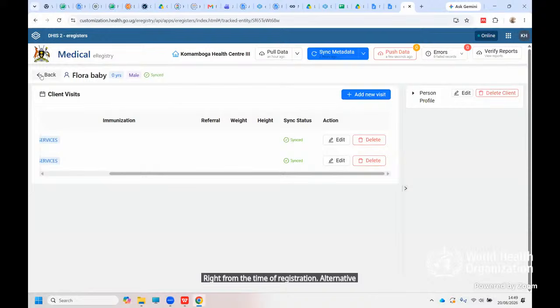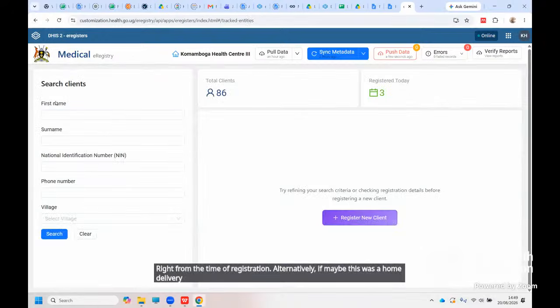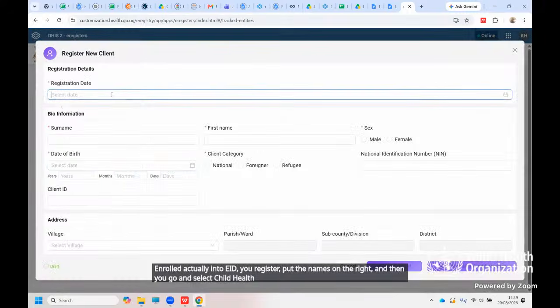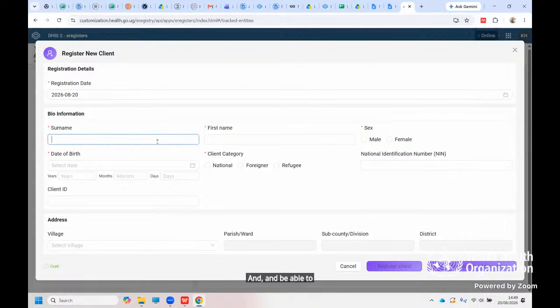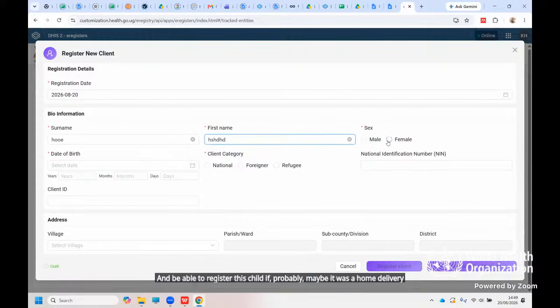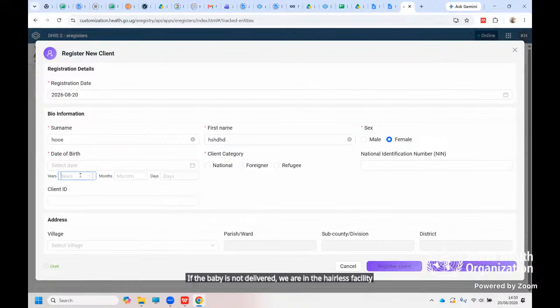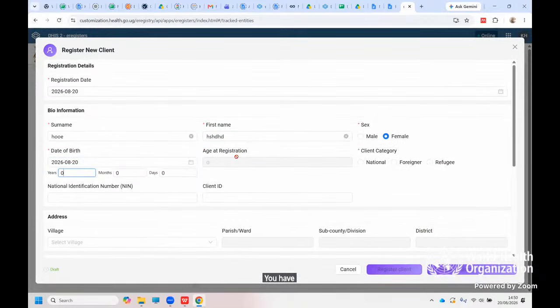Alternatively, if this was a home delivery, you will still come here and register this child. Enroll the child into EID: you register, put the names, and then you select Child Health Services and register this child, if it was a home delivery and the baby was not delivered in the health facility. So you have this option of registering this child without going through the mother's profile.